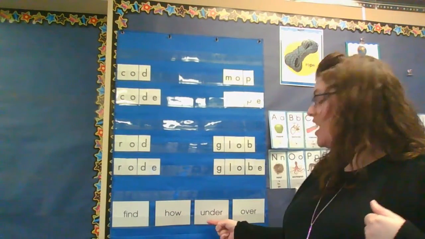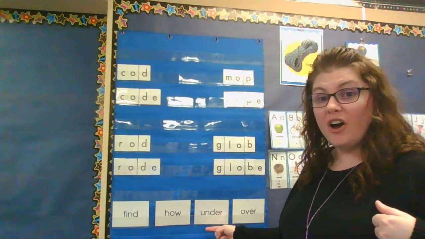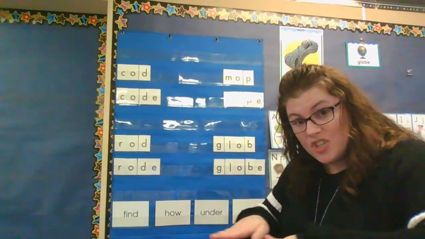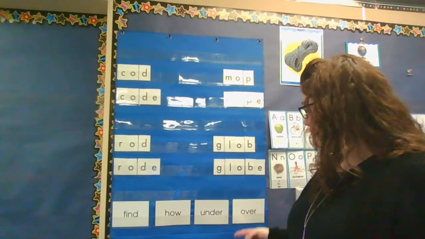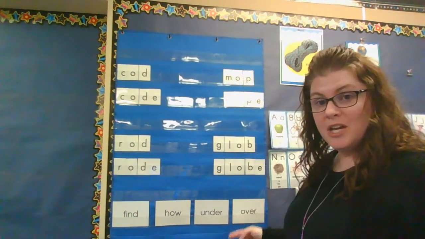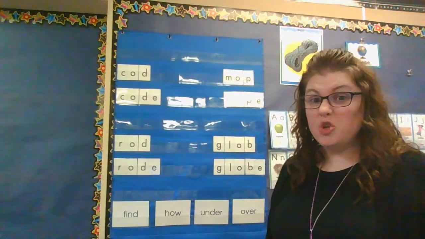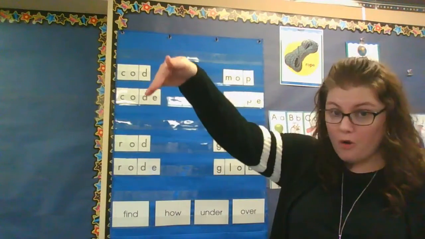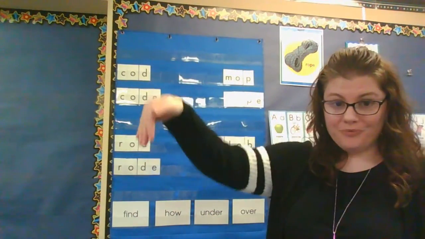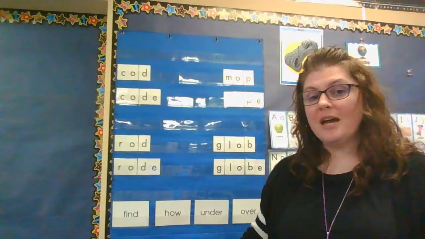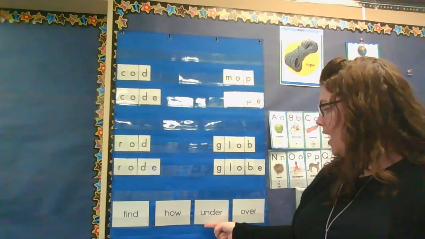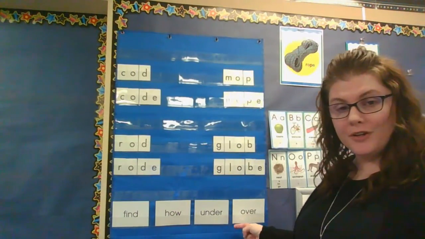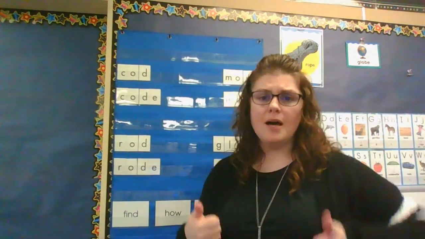How? Under. Our dogs like to dig under the fence. Under. Over. Our dog's legs are too short for her to jump over the fence. Whew, thank goodness. Over. All right, let's say them quick one more time together. Say it with me. Find. How. Under. Over. Good job, my friends.